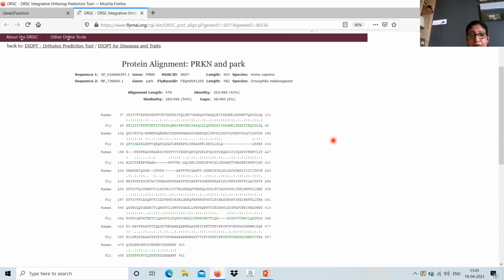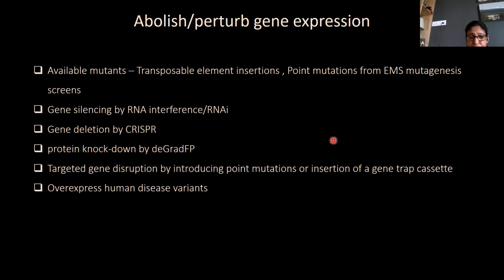What is next? Now we want to alter the expression of this gene. So for that, we'll basically start. Dipti taught you yesterday how many different methods there are for creating gene mutations or knocking down genes or knocking down proteins and all these things. So I'll just briefly tell you. Once we have the gene, the first thing we need to know is whether there are mutants already available.